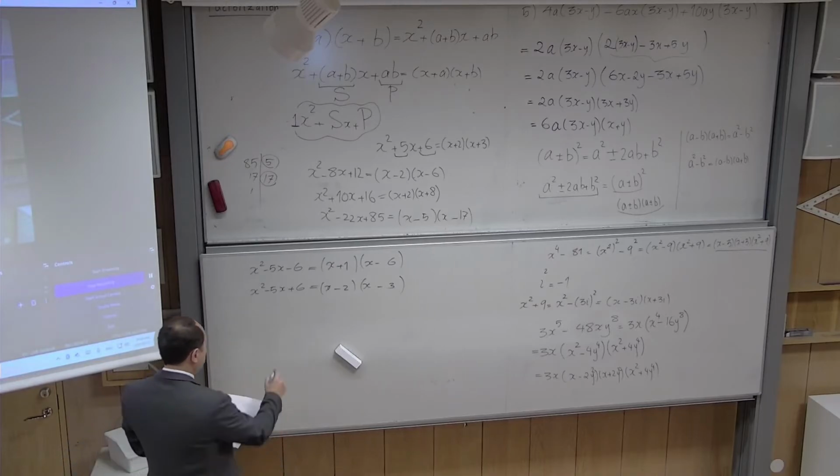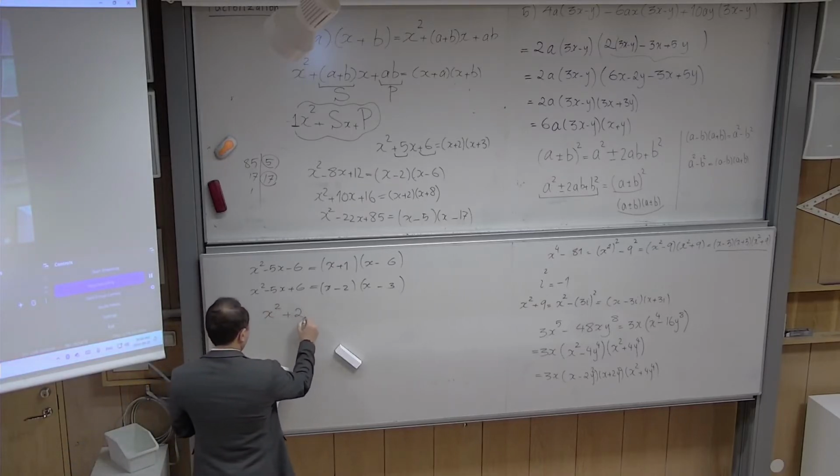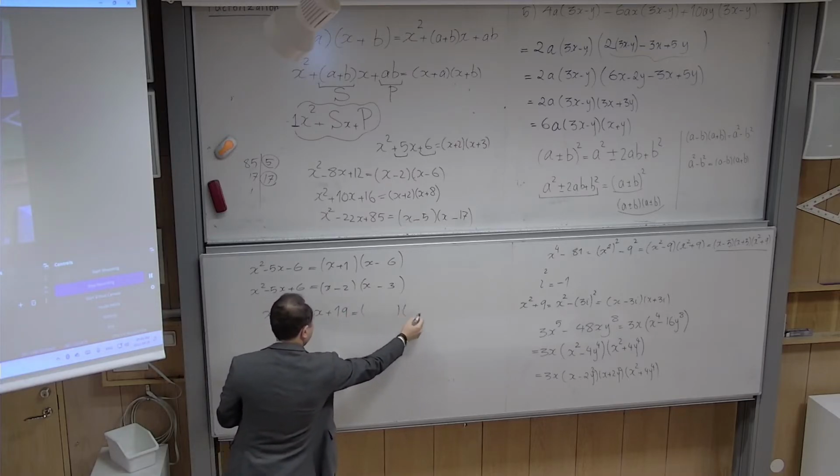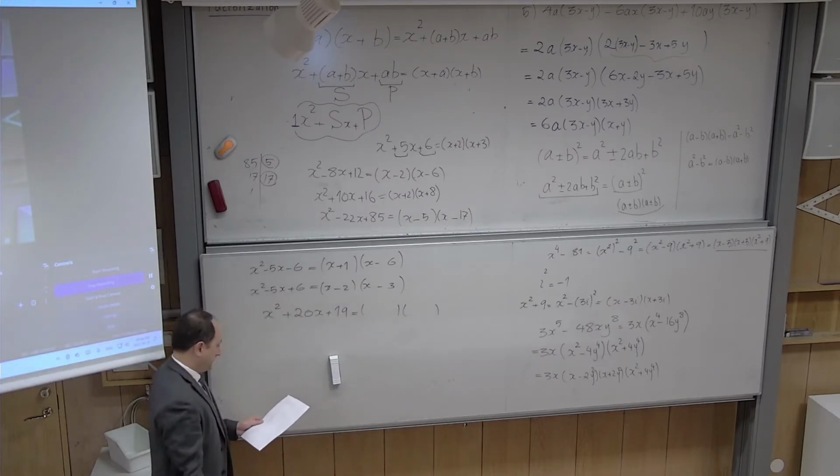What about this one? X squared plus 20x plus 19. Can I factorize this? And what about this one?